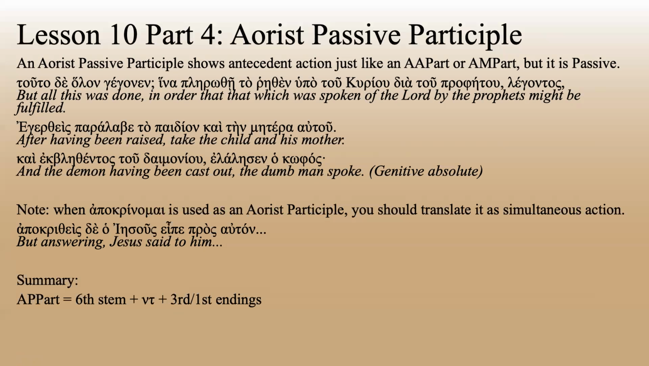The summary: aorist passive participle equals 6th stem plus nu tau plus third-first endings.